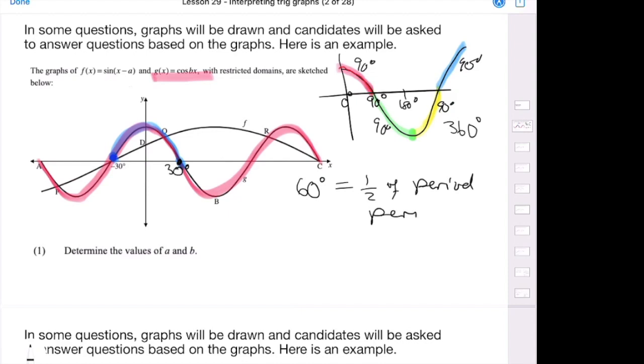And this will tell you what the period is. If 60 degrees is half of the period, then a complete period should be 120 degrees. But there is a formula that we use for finding period. The period is always given by 360 degrees divided by the coefficient of x, which in this case is b. That is what we use to get period. But we know in this case that that period is 120 degrees. So if we solve this equation, we should get b is equal to 3.